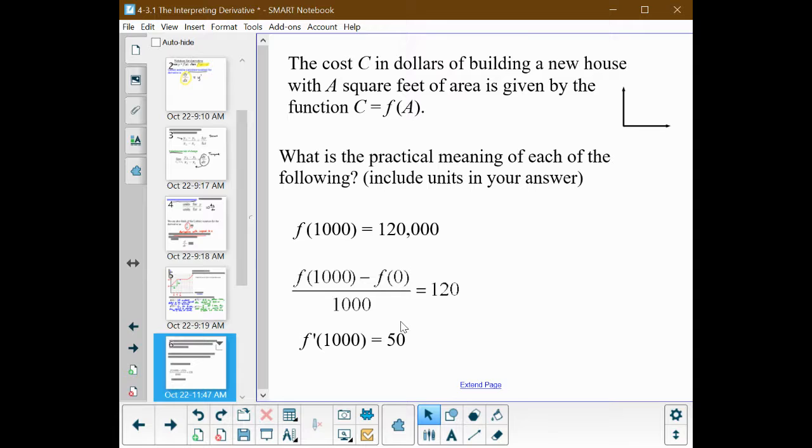So let's do one here using some of our notation for derivatives, where we don't have a graph, we're just interpreting some values for each of these questions. So what we have here, and you can pause the video to write this down, but what we have is the cost C in dollars of building a new house with A square feet of area is given by the function C equals f of A. So for a reminder for myself, A is our independent variable in this case, so our units here are going to be square feet. Think of it along the x-axis. And then our units for our dependent variable, which is the cost, would be dollars.